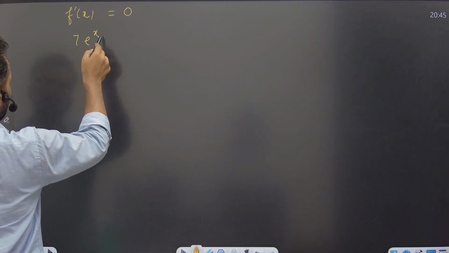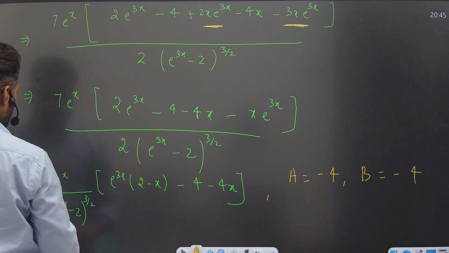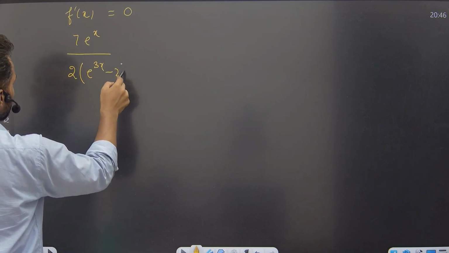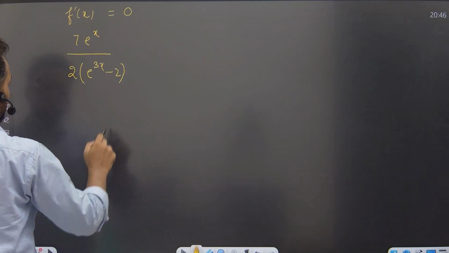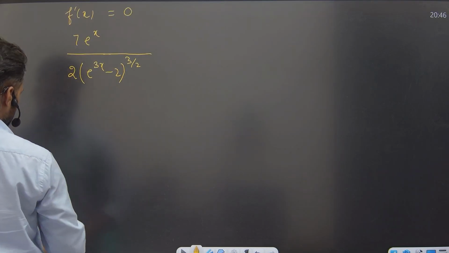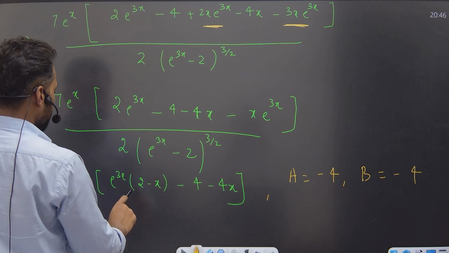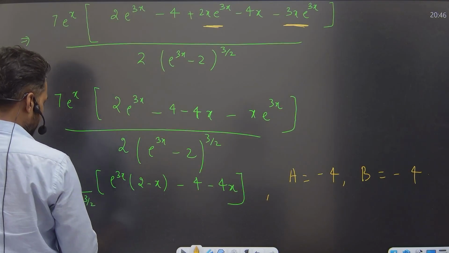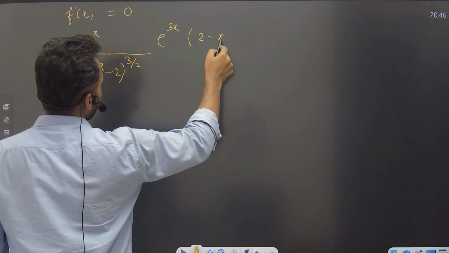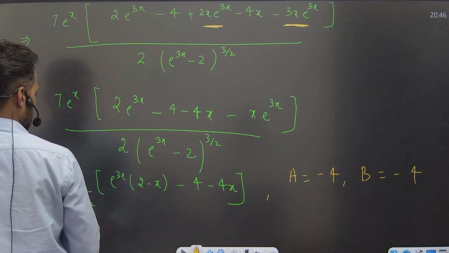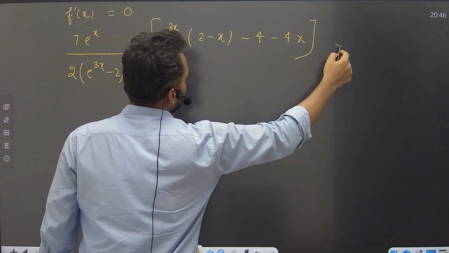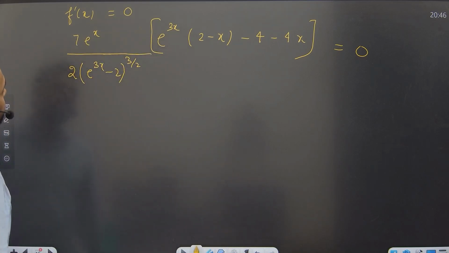So what we will get here, 7 times of e power x upon 2 times of e power 3x minus of 2 raised to the power 3 by 2, e raised to the power 3x, 2 minus of x, negative of 4, negative of 4x equals to 0. This needs to be kept as the 0 part.